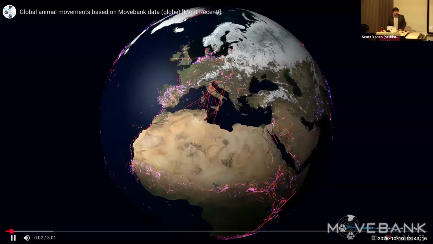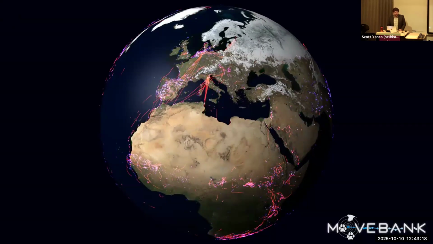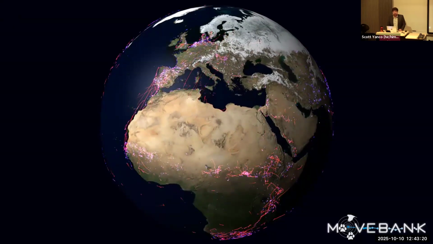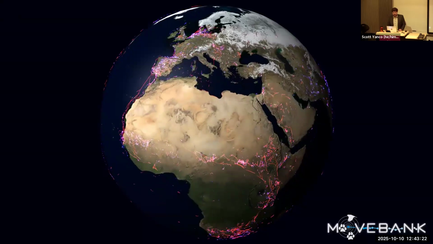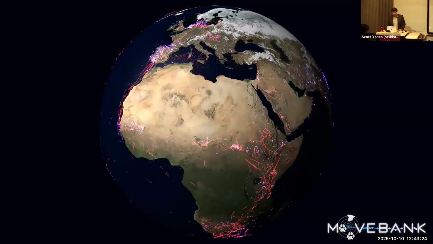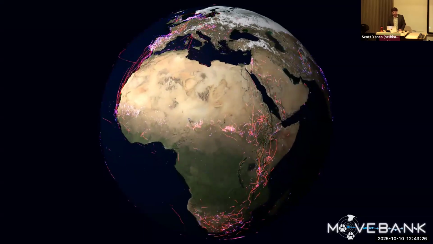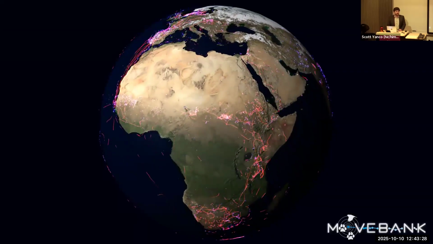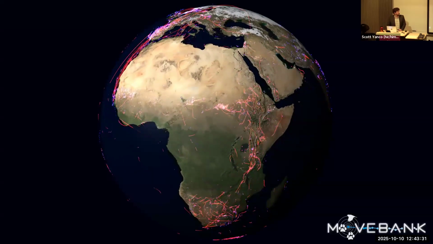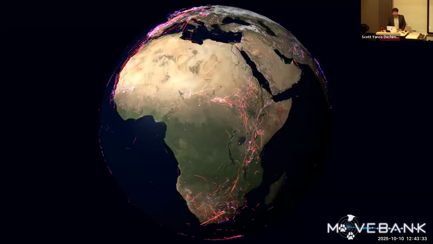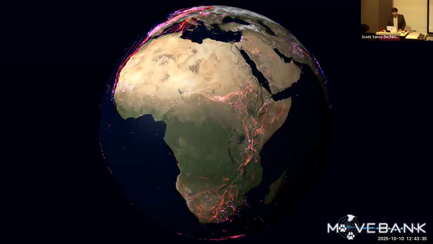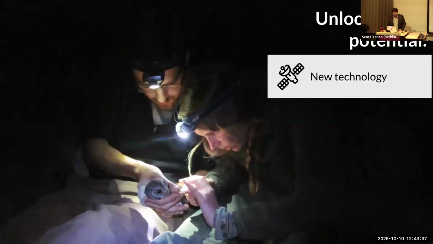You map that onto the globe and you can see things like this. I just love these animations that the Max Planck people make. You see these animals moving with the pulse of the seasons. You can see their small scale movements. You can see them moving together. You can see them moving apart. You can see them transiting just inconceivable distances, right? So how do we unlock all that potential?